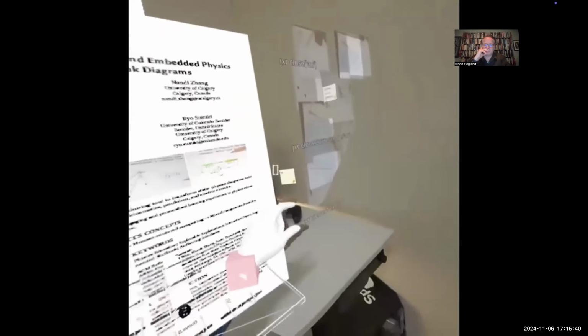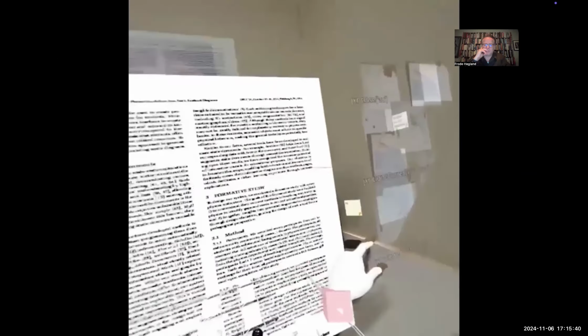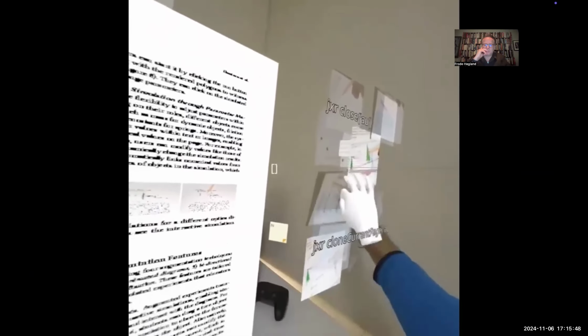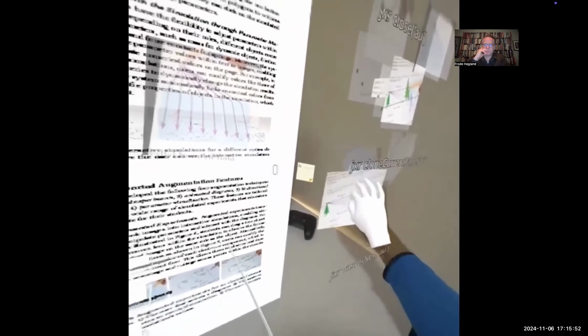I can move to the previous or next page, and the images extracted from the PDF are highlighted here if it's the current page, or grayed out if they were from any other page, basically.